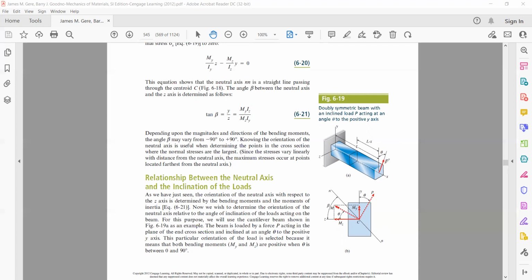This load is being assumed to be acting in this direction, while essentially the load should have been in this direction. There is a reason for it. Can you tell me what could be the reason for applying the load P in this direction? See, this is what the academic diagrams and academic assumptions are all about.